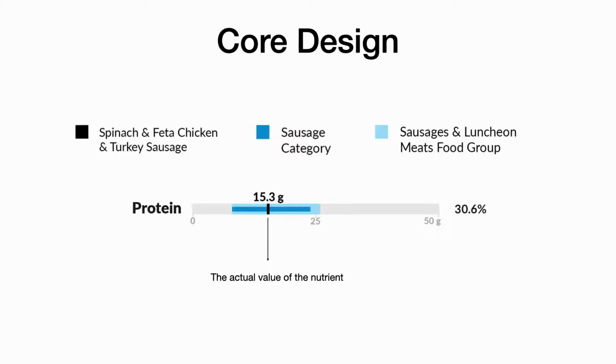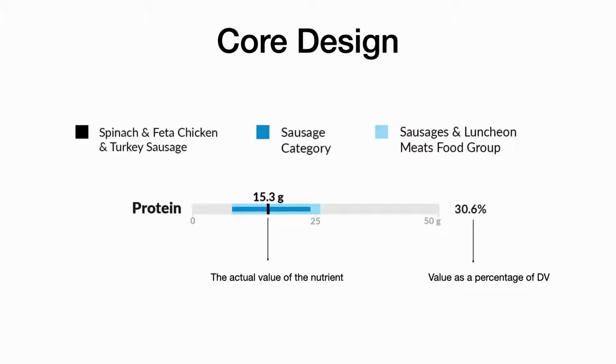And the level of protein in the current food, spinach and feta chicken and turkey sausage, is shown with a black marker. We also report the level of the nutrient in terms of the percentage of daily requirement. In this case, it fulfills 30.6% of the daily requirement.